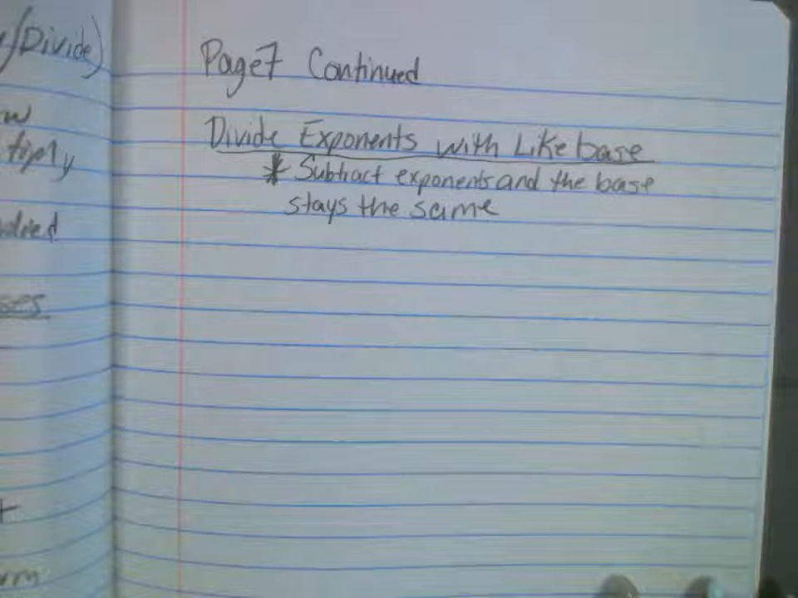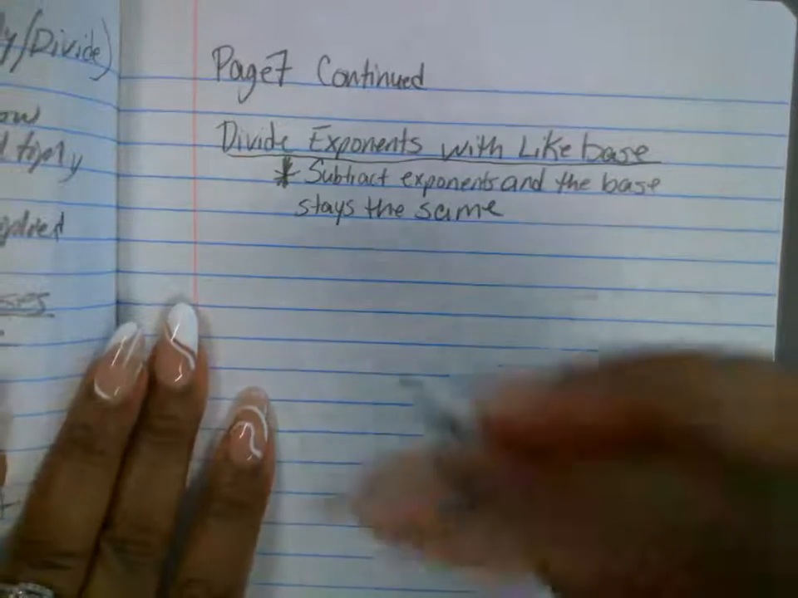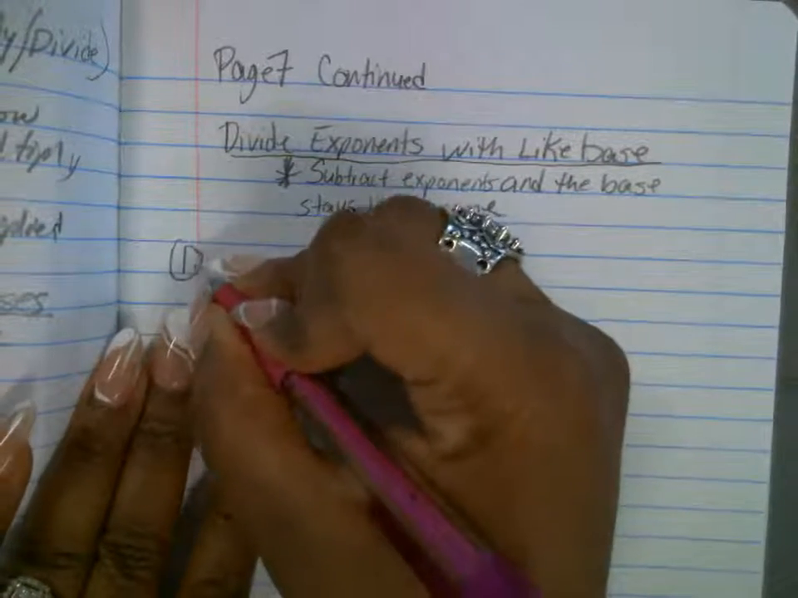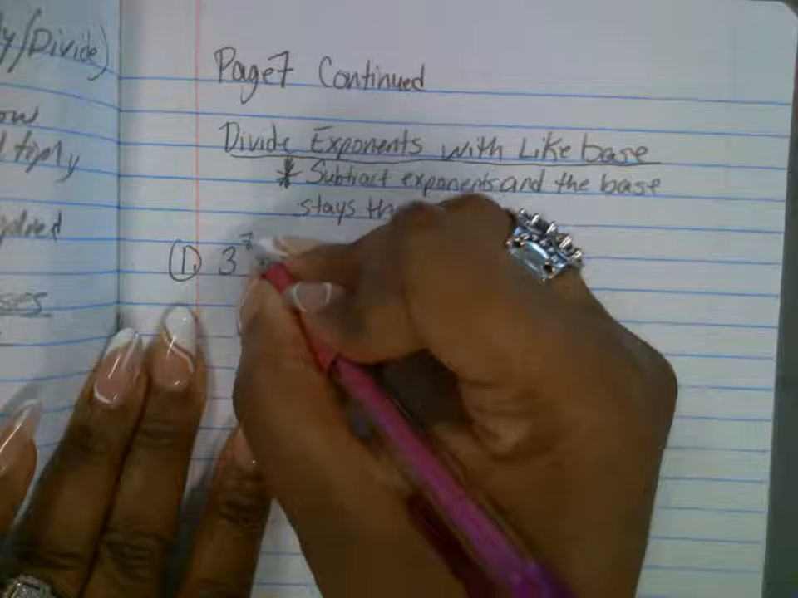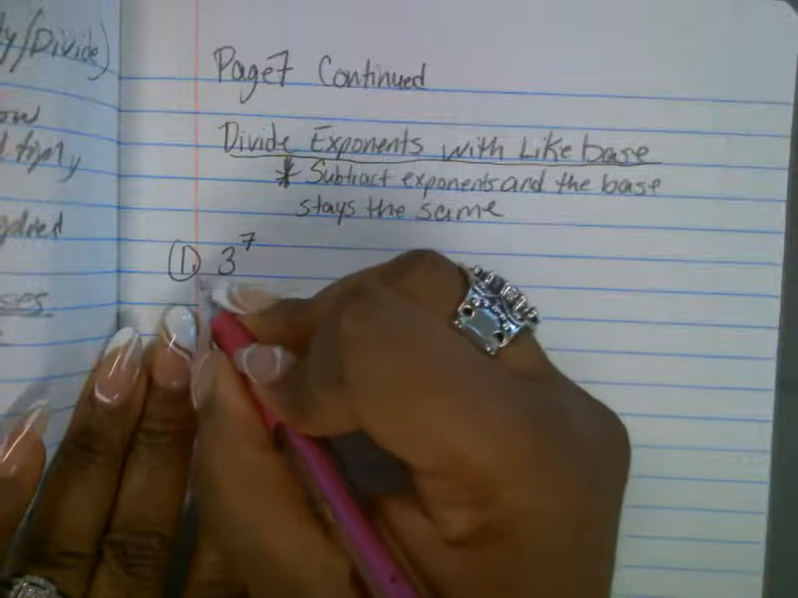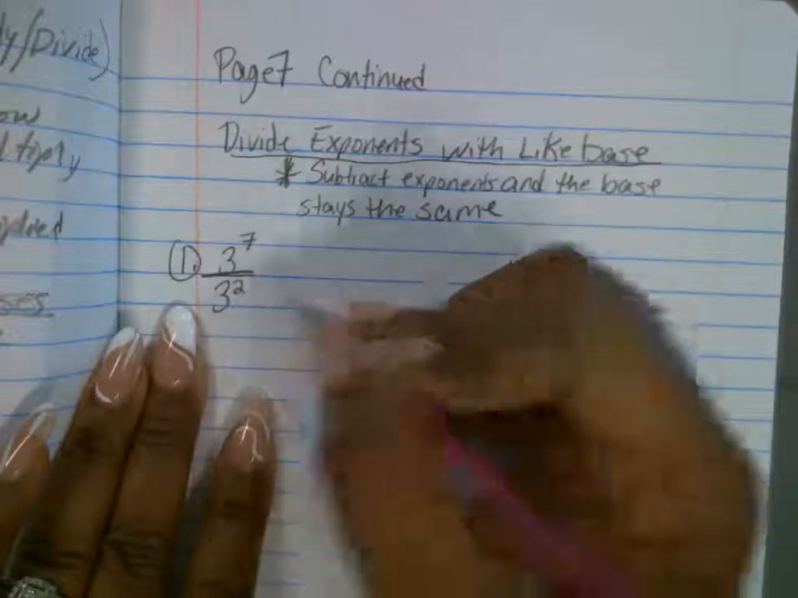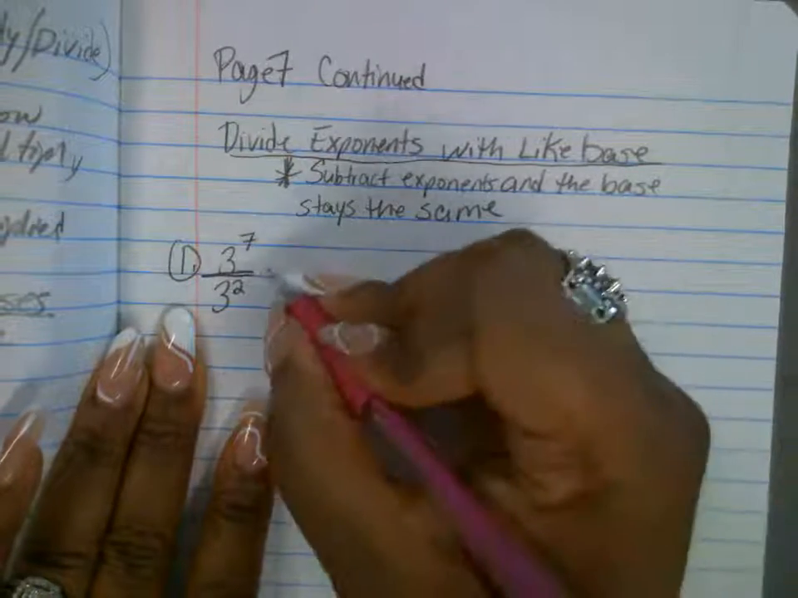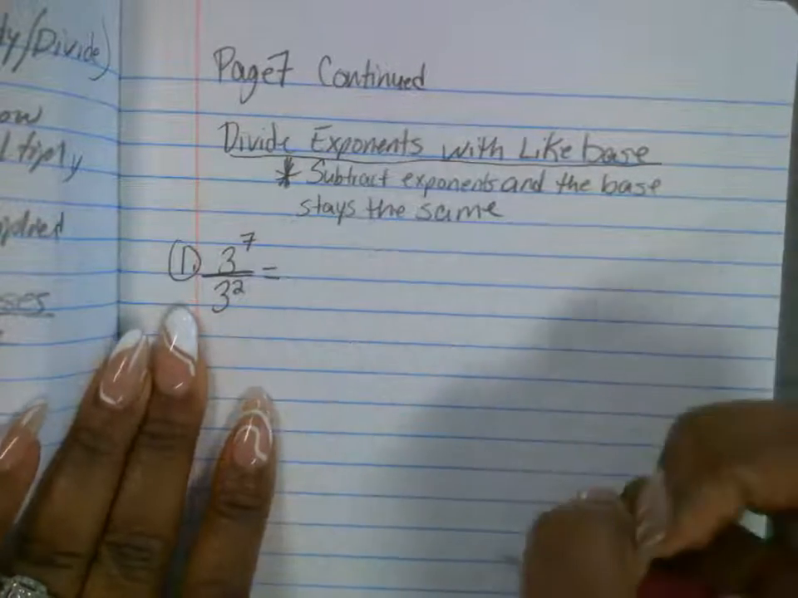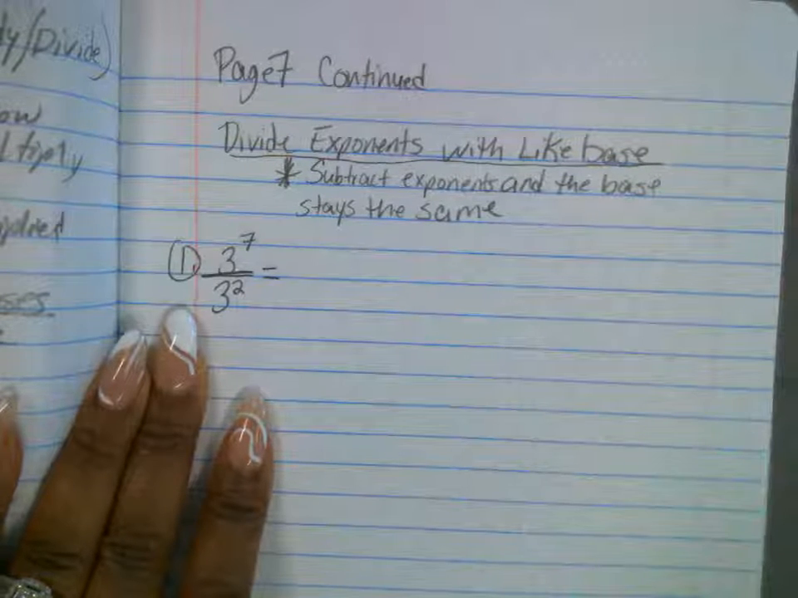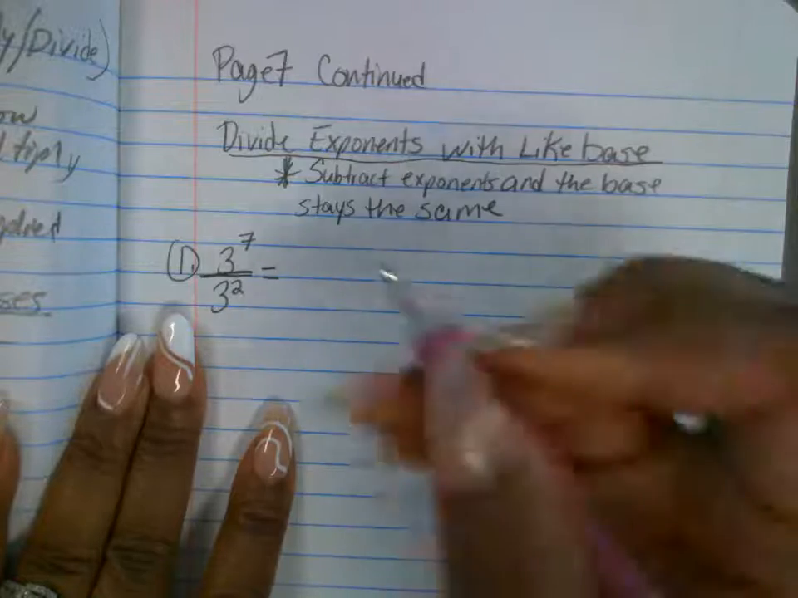All right. So we're going to do expanded form, and then we're going to do shortcut, okay? Our first example, we have 3 to the 7th power divided by 3 to the 2nd power. Let's do expanded first. Raise your hand if you're still copying, so I'll know. Okay, I'm paused. All right, so expanded form.